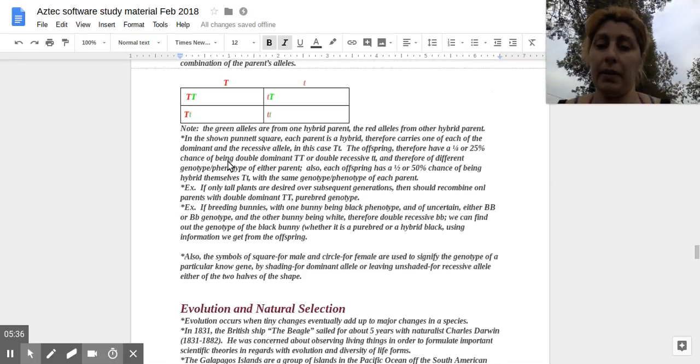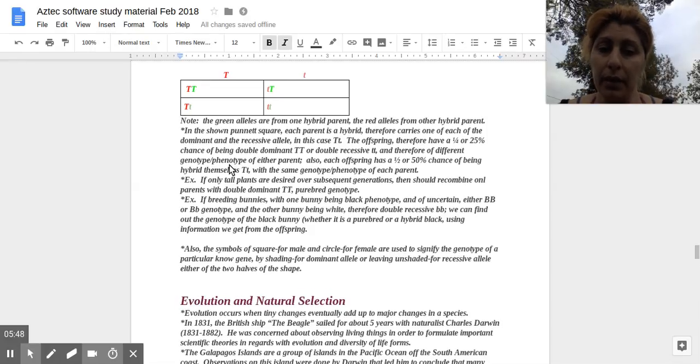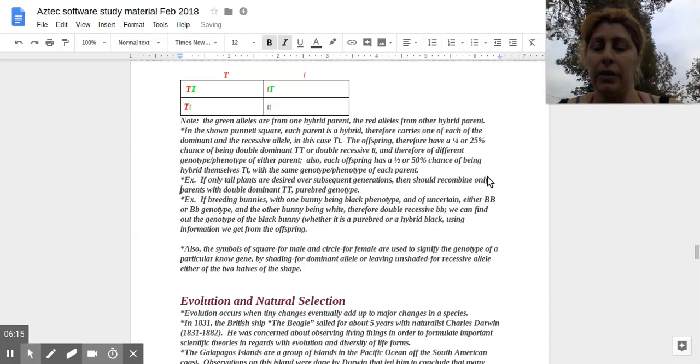It just depends on what the parents are going to pass down, their alleles. So the result can either be double dominant, double recessive, or a hybrid. If you only want tall plants over subsequent generations, then you should recombine only the parents with double dominant traits. So double T, which is a purebred genotype.